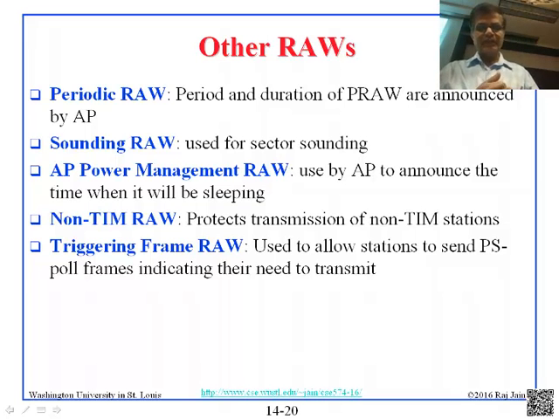And then triggering frame RA allows stations to send PS poll frames, indicating their need to transmit. So PS poll is basically power save poll. It says, I was sleeping, now I'm up, can I send? Similarly, there is another poll where, in every beacon, the access point announces that I have frames for 5, 3, and 2, whatever. And when you hear that, then you say, okay, all right, I am up. Please give me that station.